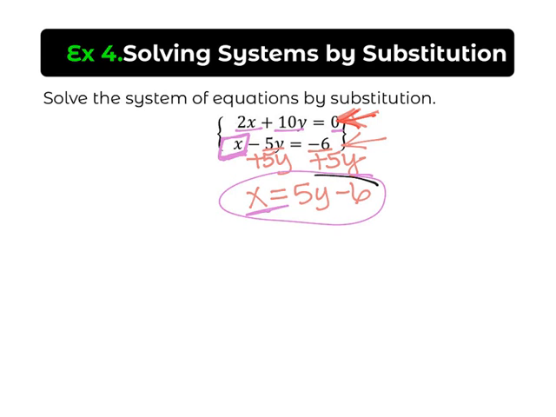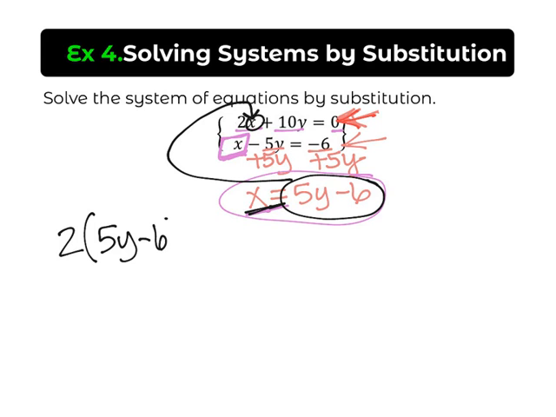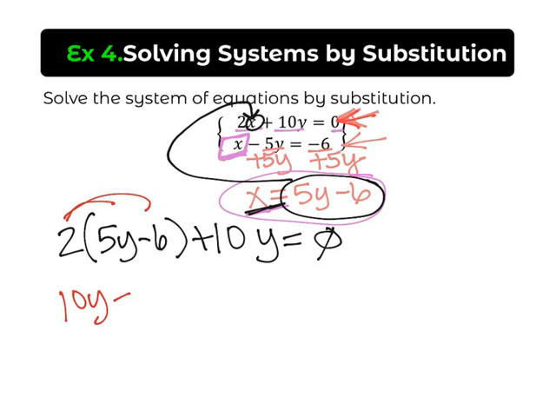You're still going to take what x equals and put it into the other equation for x. Be careful, if you figured out what x equals, then you need to put it in for x. So you've got 2 times (5y minus 6) plus 10y equals 0. Now we do the same thing. We're just solving for y instead of for x. So we distribute. We've got 10y minus 12 plus 10y equals 0.